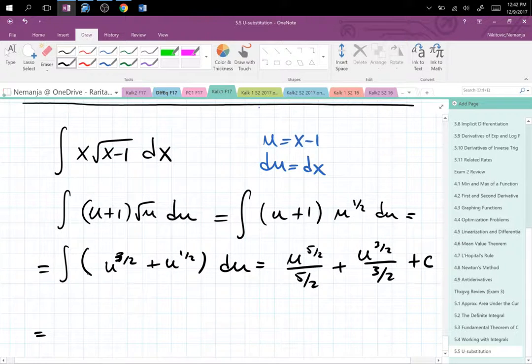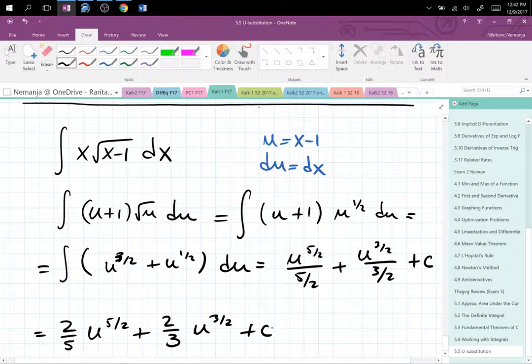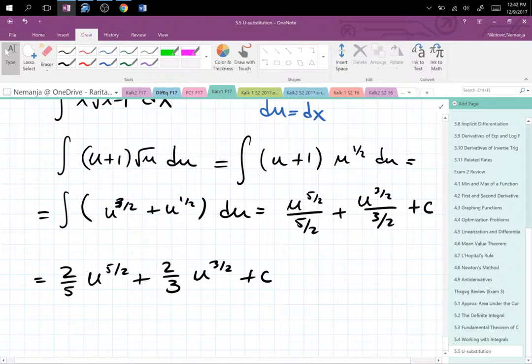Now 5/2 in the denominator goes as 2/5 in front of u to the 5/2. So now you just deal with constants first and then bring x minus 1.